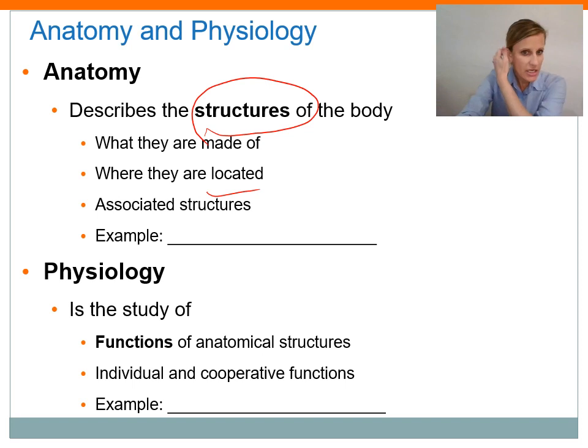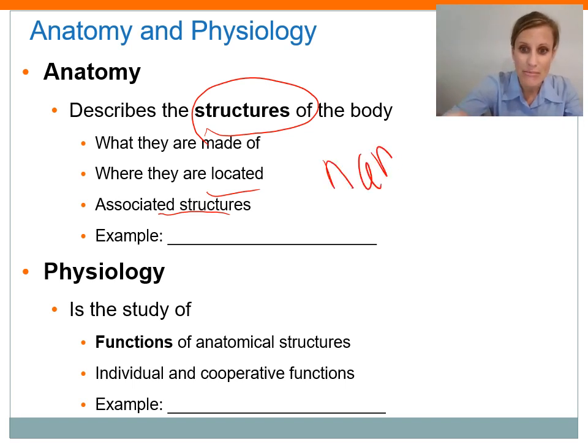Also, associated structures, or how structures come together. That's also anatomy. Also, one thing that's kind of major that I don't have here is naming structures, right? So the bone here in the upper arm is the humerus. That's anatomy. It's the name of it and the location. So anatomy is all very structural.